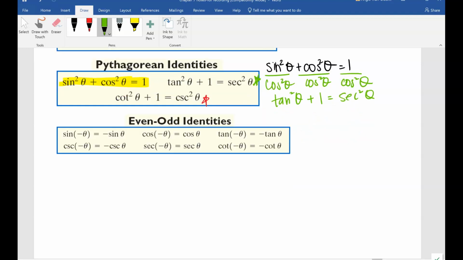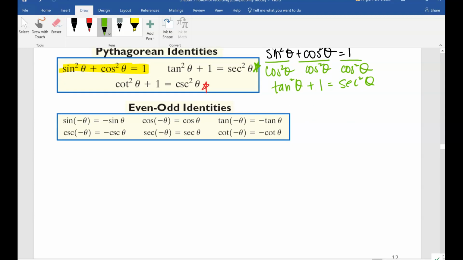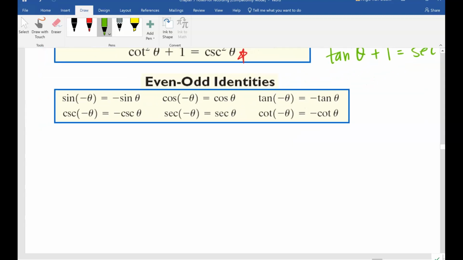Now, we talked a little bit about odd and even functions in unit 0, which is your review unit, okay? We talked about sine being an odd function. We talked about cosine being an even function. Tangent was an odd function. Cosecant is an odd function. Secant is an even function. And cotangent is an odd function. Okay, so as you can see, 4 are odd and 2 are even.